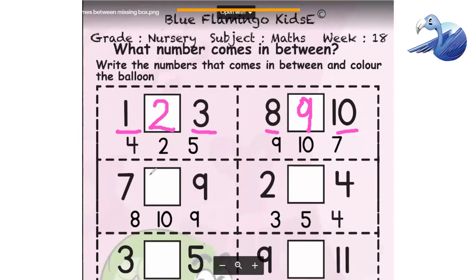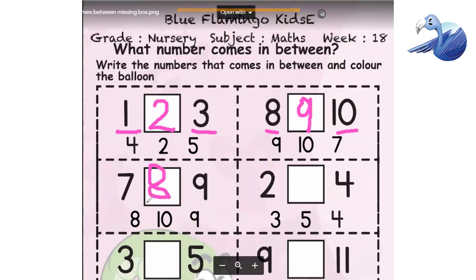Okay. Now look at the screen here, everyone. Next is 7 and 9. So where is 7? 7 is here. Okay. So we will circle 7 and 9. So in between 7 and 9 students, which number is here? 8. Very good, students. So you have to write 8 here.